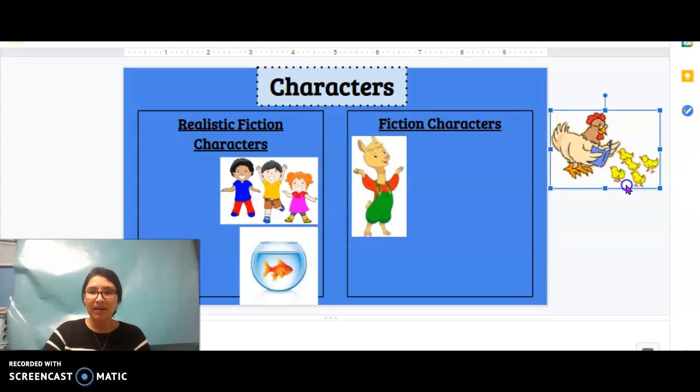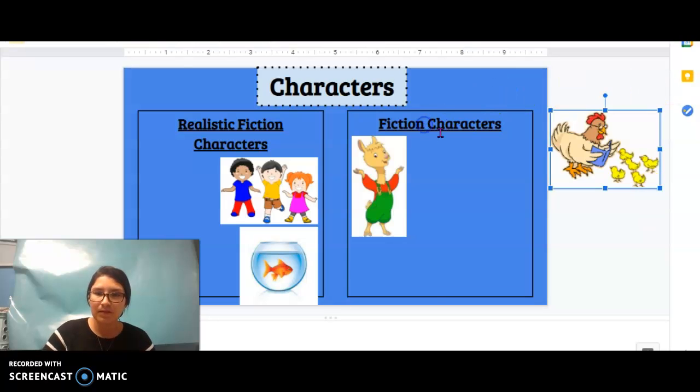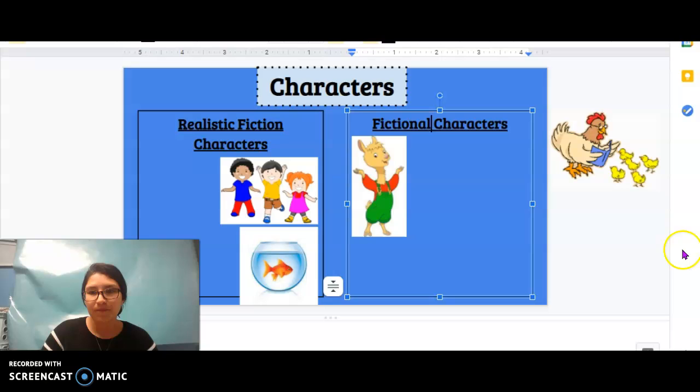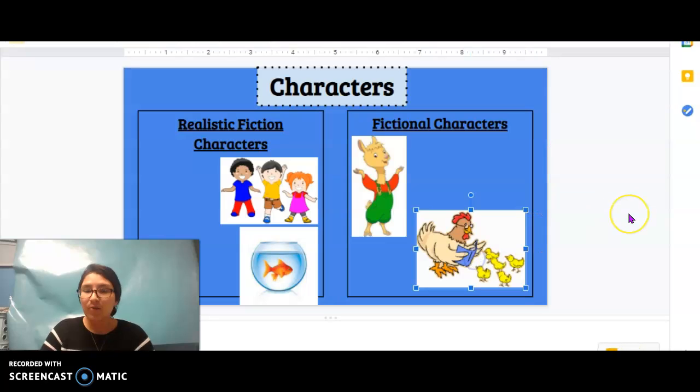Okay, and then here is this one. It's a little chicken, a mother hen, reading a book to the little chicks. He's wearing glasses and holding a book. What do you think? Is this an example of realistic fiction or a fictional character? Realistic fiction character or fiction character? Fictional character. You're not going to see a hen with glasses reading a book and all the little baby chicks right in front of her listening. That is fiction. That is made up.